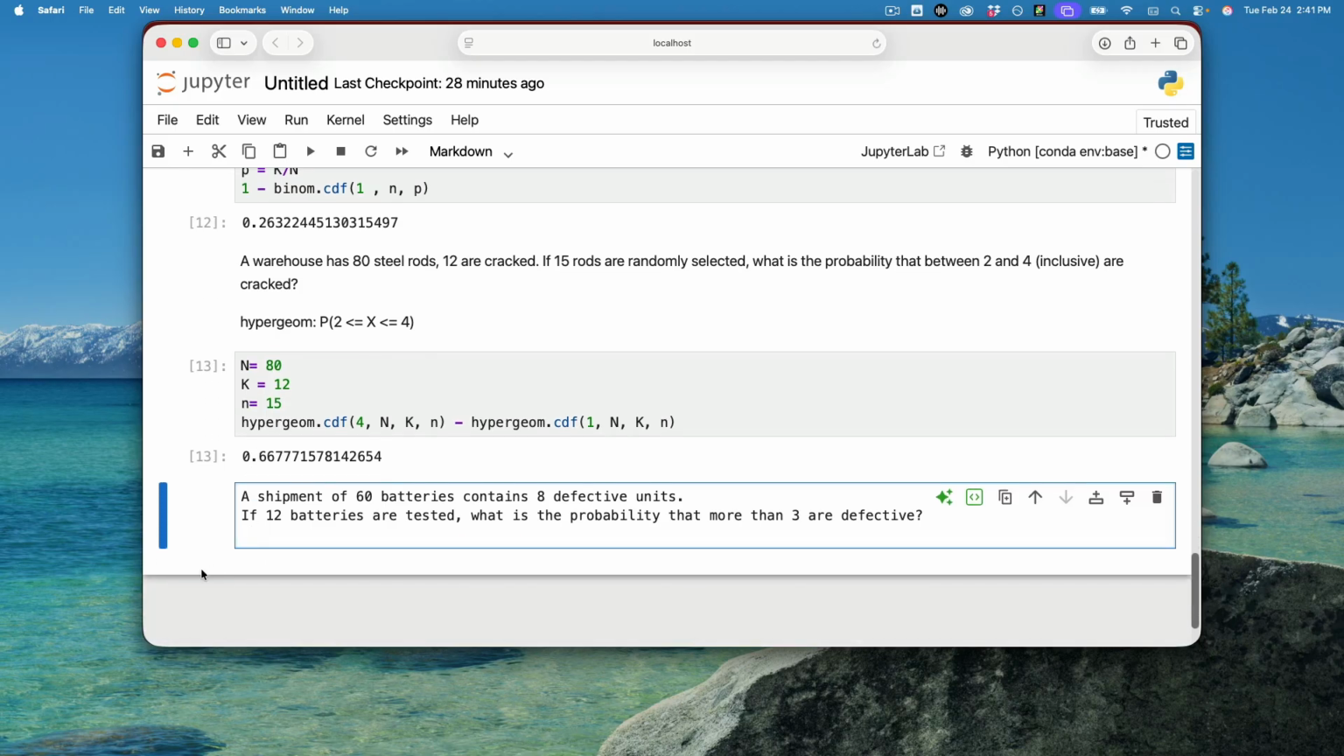A shipment of 60 batteries contains 8 defective units. So again, it screams hypergeometric. If 12 batteries are tested, what's the probability that more than 3 are defective? So what do you think? Hypergeom. Okay, more than 3, P of x greater than 3.